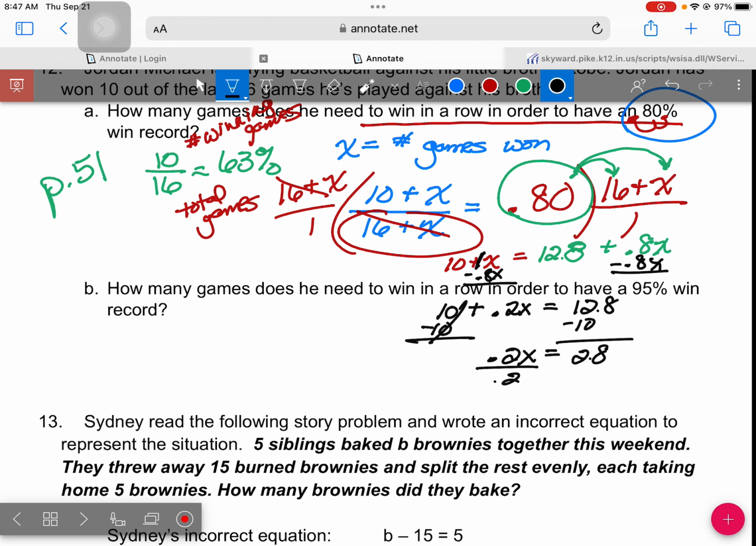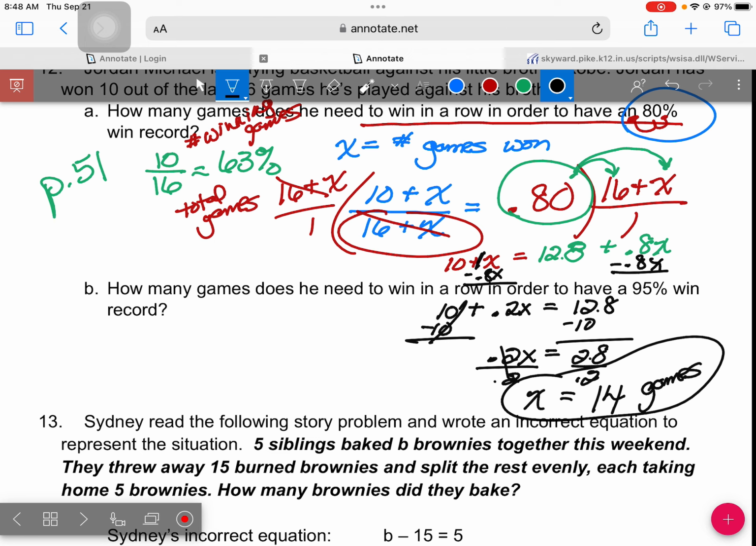Divide by 0.2, divide by 0.2. X is equal to 14. How many games does he need to win in a row? So X is equal to the 14 games. He has to win the next 14 games to have an 80% winning record.